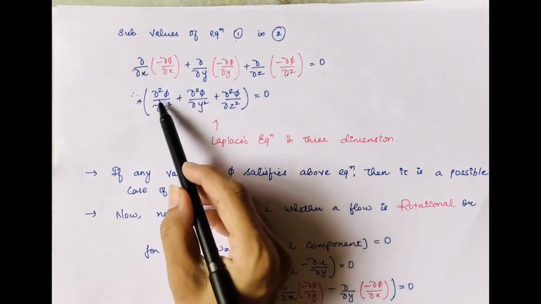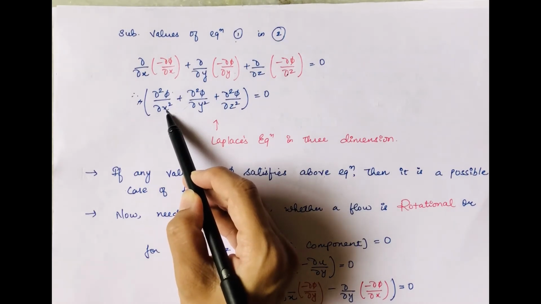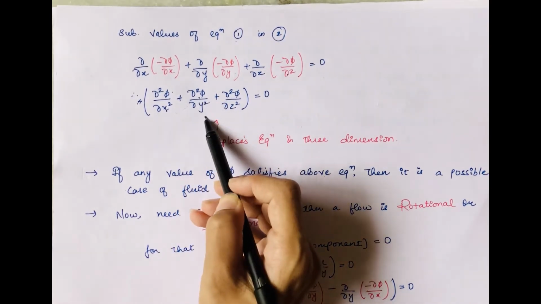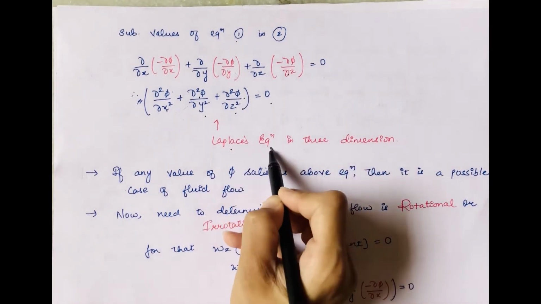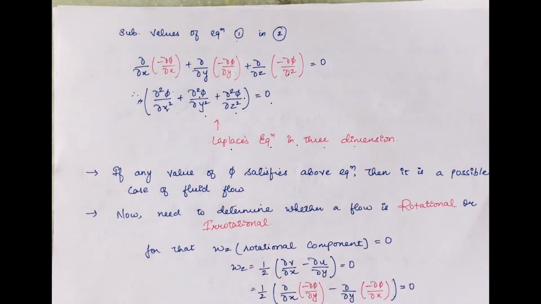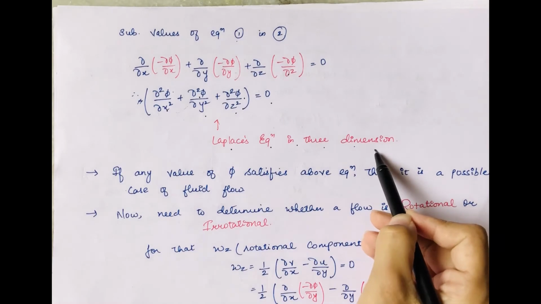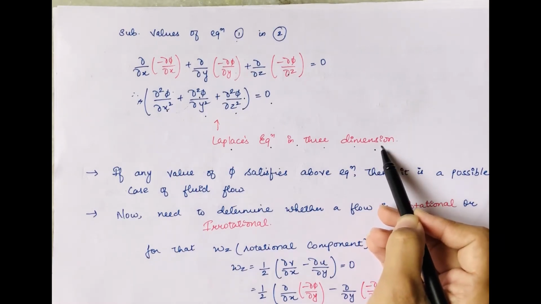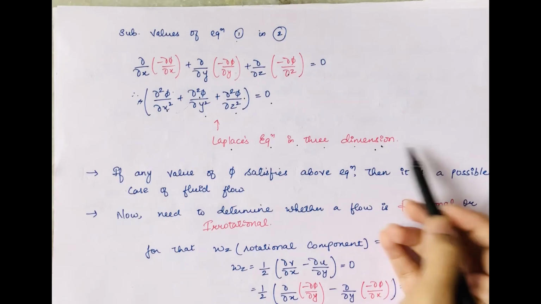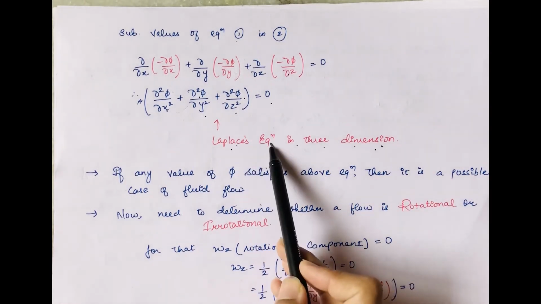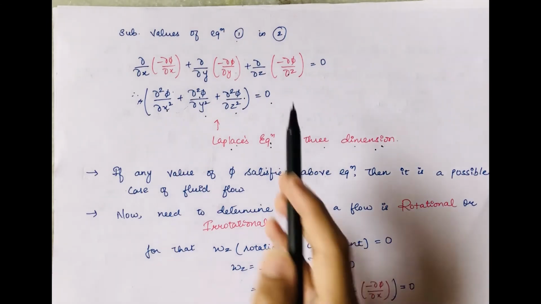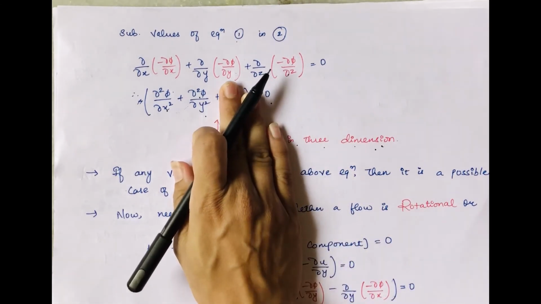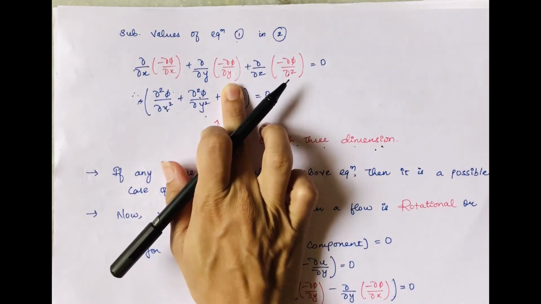Substituting these values, we will get del square phi by del x square plus del square phi by del y square plus del square phi by del z square is equal to 0, which is known as the Laplace equation in 3 dimensions. Okay, so this is the Laplace equation in 3 dimensions, and it must be satisfied for the velocity potential function. If the Laplace equation needs to be satisfied for the stream function, that it must be a case of 2-dimensional flow, then in that case this term must be 0.